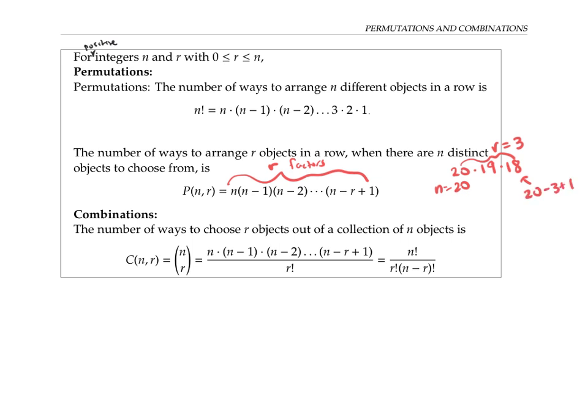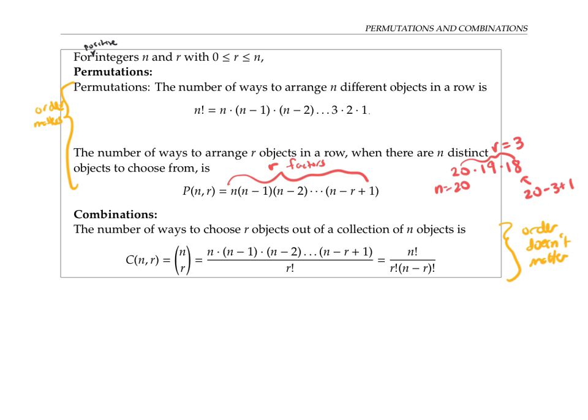More generally, when we have n objects and we're just arranging r of them in a row, we have n choices for the first object, n minus 1 choices for what to put next, and so on, but we stop after our factors at the number n minus r plus 1. Those are all permutations because order matters. If instead order doesn't matter, then that's a combination.